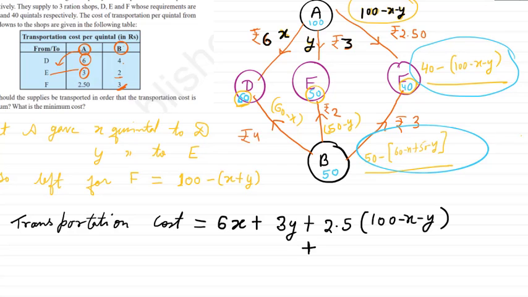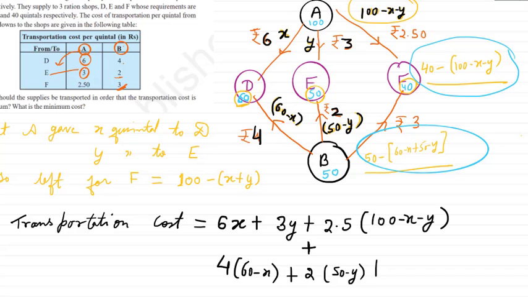And now we will calculate from B to D. B has already given 60 minus x quintals at the rate of 4 rupees, so that will be 4 into 60 minus x. Then plus, B is giving 50 minus y quintals to E at the rate of rupees 2, so it will be twice of 50 minus y. Then plus the last one.